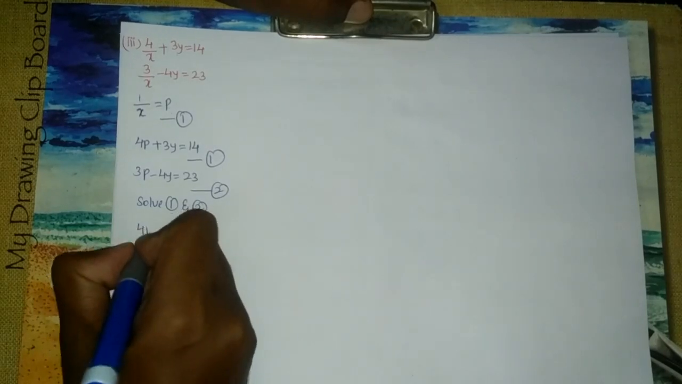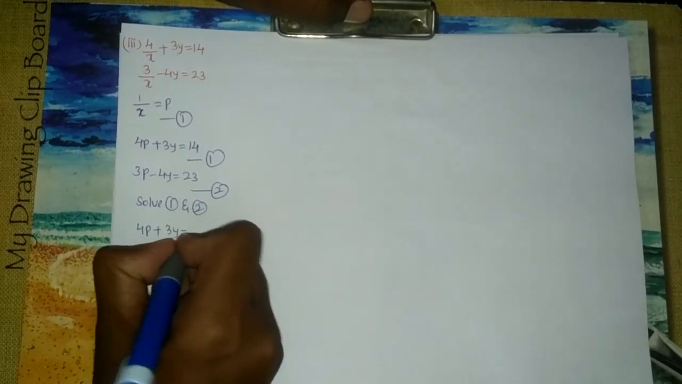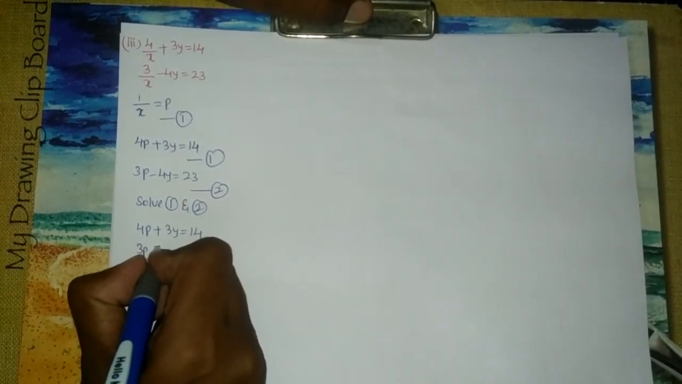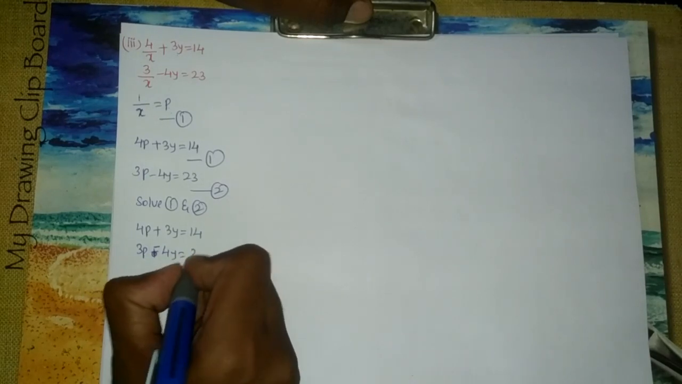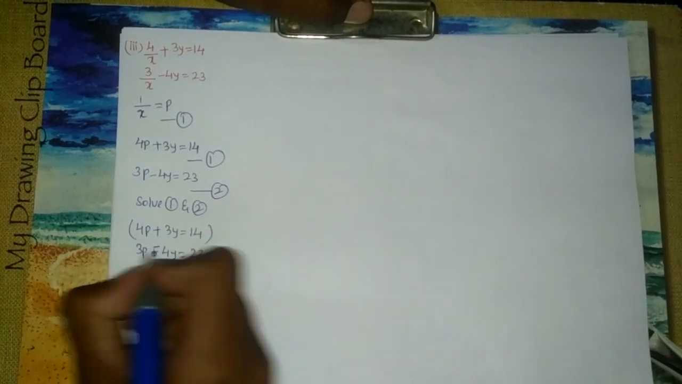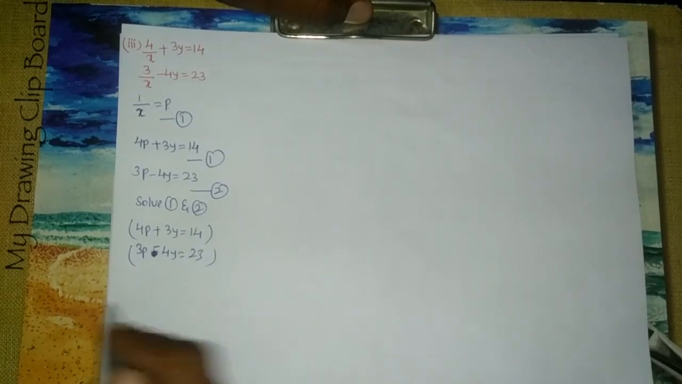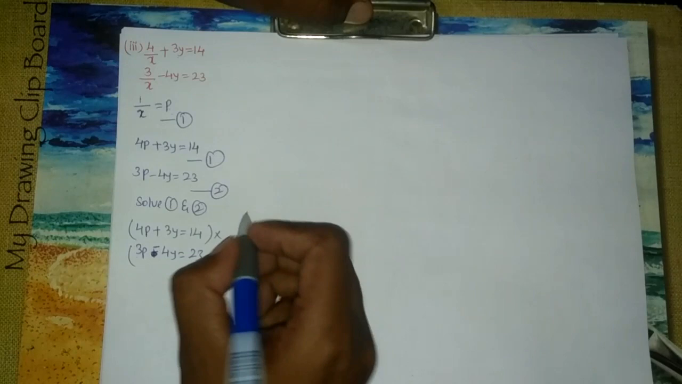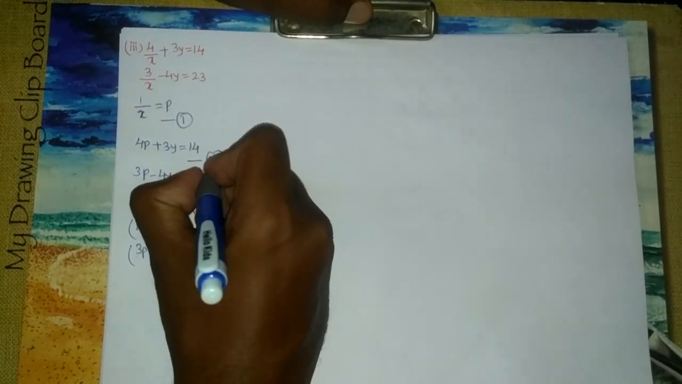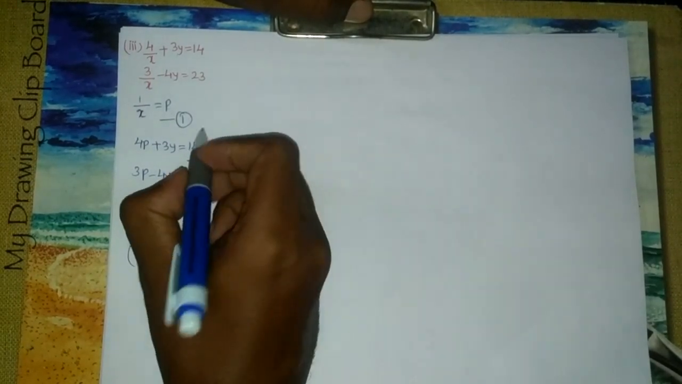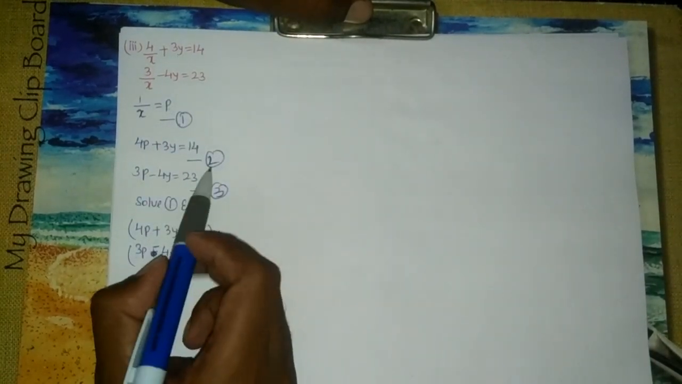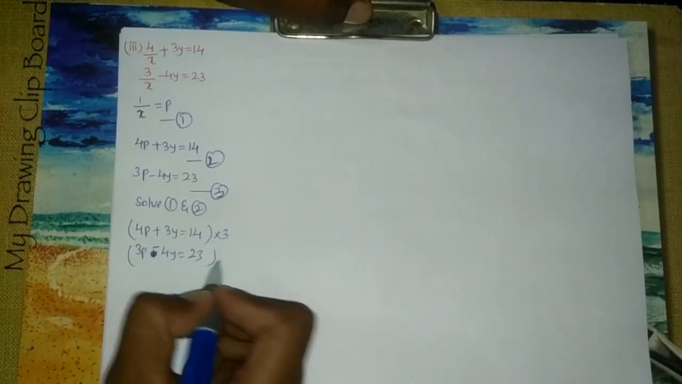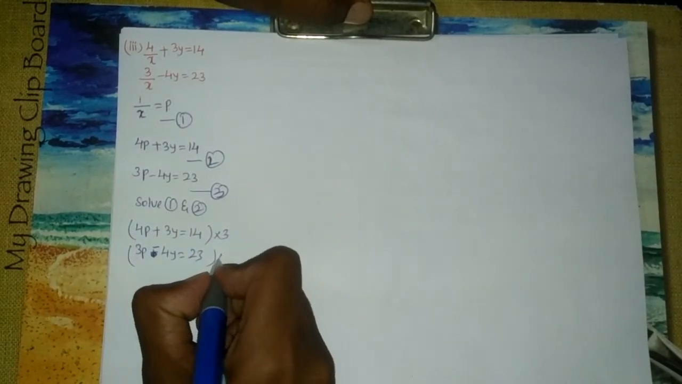In the elimination method, I have to decide which variable to eliminate first. Here I will try to eliminate the p term. Sorry, let me give this as equation 2 and this as equation 3, because I have already given equation 1 here. So let me multiply equation 2 with 3 and equation 3 with 4.